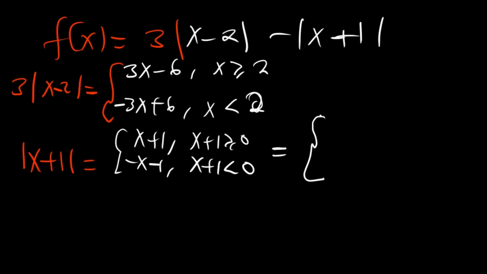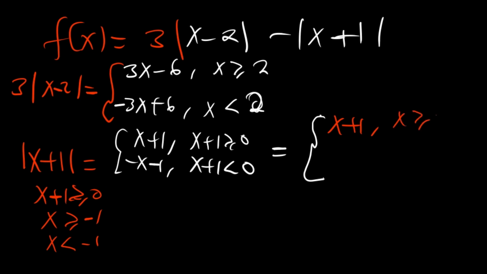So I'll have x plus 1. The condition is that when I solve x here, it will be x is greater than or equal to negative 1. The other one will be x less than negative 1. So x greater than or equal to negative 1. Another one will be negative x minus 1, then the condition x is less than negative 1. So I have redefined that other one.